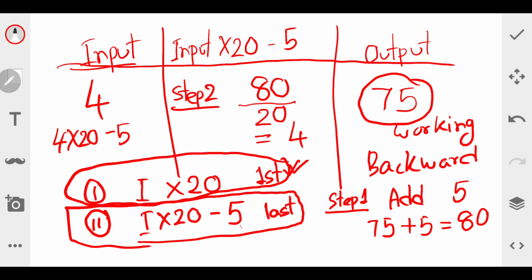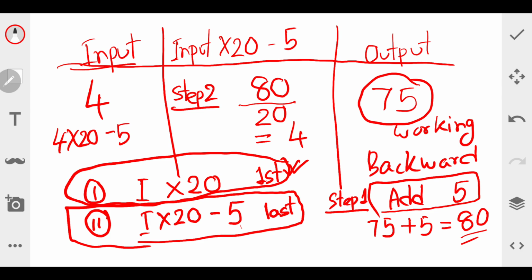Now, since you're working from output to input, you have to do exactly the opposite thing. So instead of subtracting 5, the first thing is you have to add 5. So we added 5 with 75 and you got 80. After that, the first step is multiplying the input by 20, so I have to do the opposite. So we are dividing the 80 by 20, and that's how we got 4, and that's how we know that the input is 4. Okay, so this is one of the ways to find the answer.